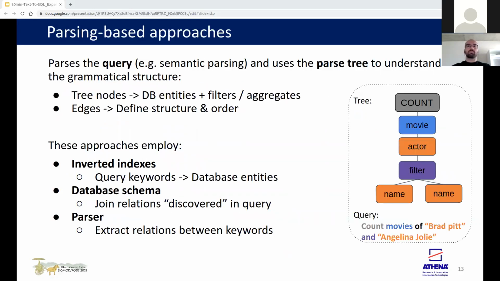Parsing-based approaches parse the input query generating a parse tree and use that to understand its grammatical structure. The tree nodes correspond to database entities and operations such as filters and aggregate functions, while edges define the structure and the order of the operations. Similar to the database approaches, they use the database indexes and the schema, but they also use a parser in the initial phase to extract the relations between the keywords.